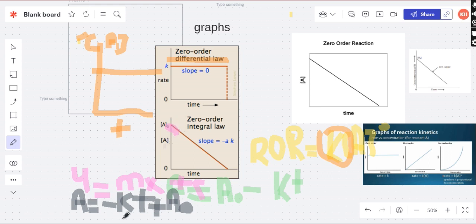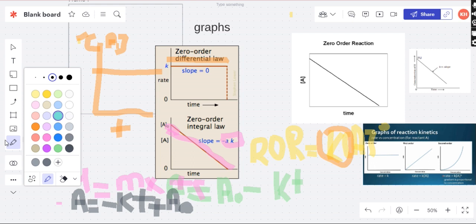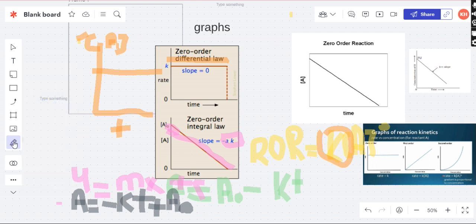Intercepting here, right? So you can see that the slope is negative and this is dependent upon the concentration of A. So it goes with a negative slope, since minus K is given here. So this is a graph showing that the rate of reaction is not dependent on the concentration, but the concentration of the reactant decreases with the passage of time. Zero order reaction, same as the concentration versus time graph. Remember, this concentration is the one being discussed here.